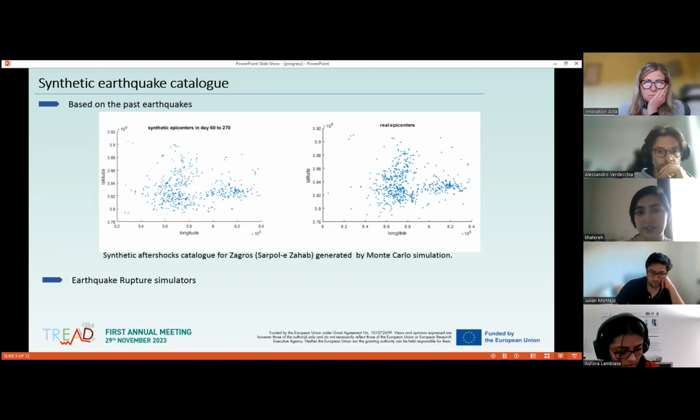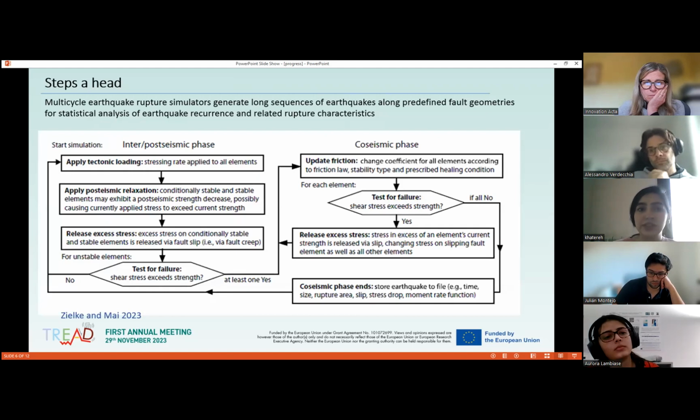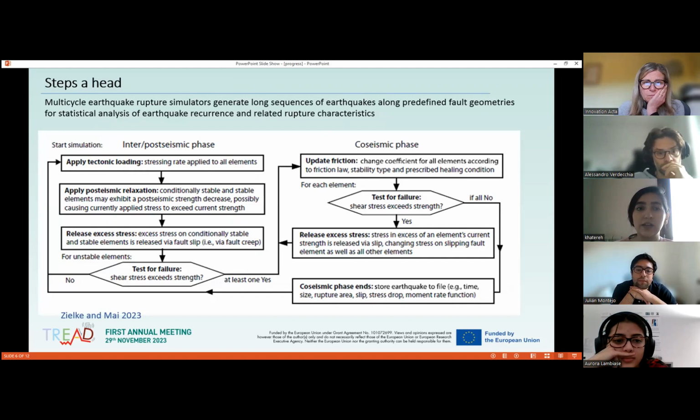The second method, which is the subject of this research, uses multi-cycle earthquake rupture simulators that generate long sequences of earthquakes along predefined fault geometries for statistical analysis of earthquake recurrence and related rupture characteristics. It also has to be featured with some characteristics. It should work with complex non-planar fault systems and heterogeneous models of fault strength. It should incorporate elastic signal propagation velocity and distinguish between stable, conditionally stable and unstable parts of the fault, and also include post-seismic relaxation and afterslip.